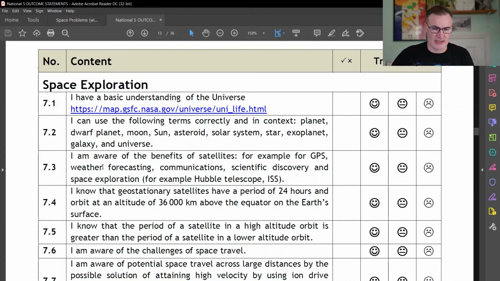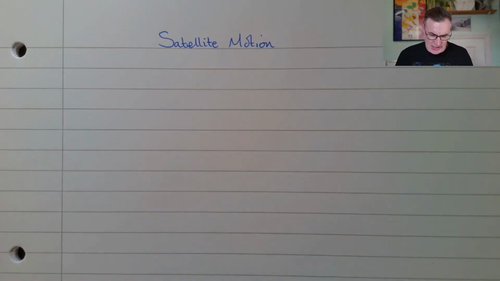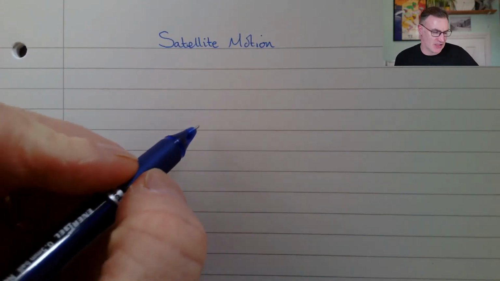And this will take us to geostationary satellites, and then we're talking about the period of satellites. So we'll get started with that. Okay, so satellite motion. First of all, what is a satellite?